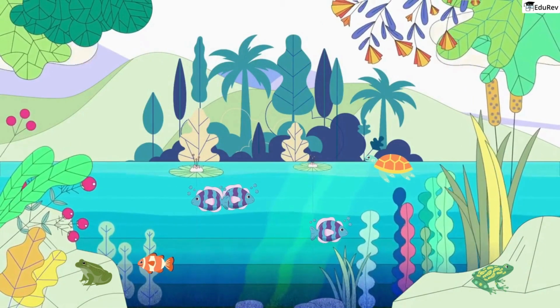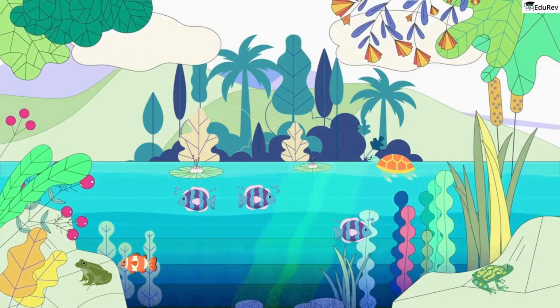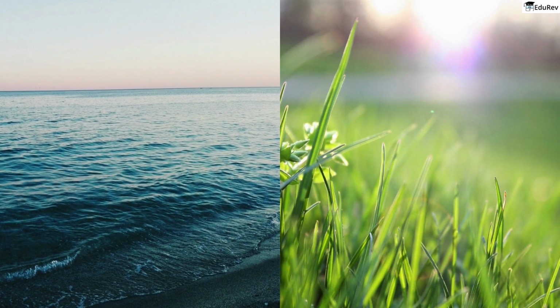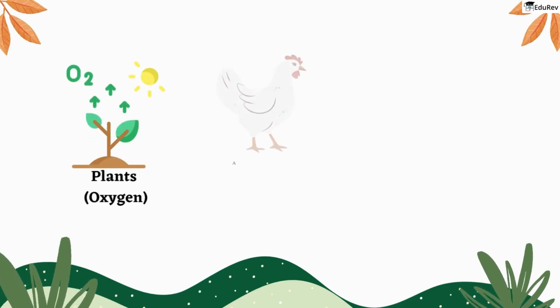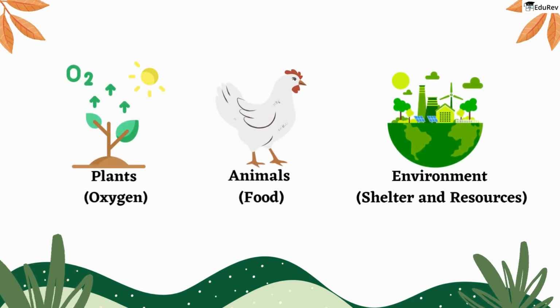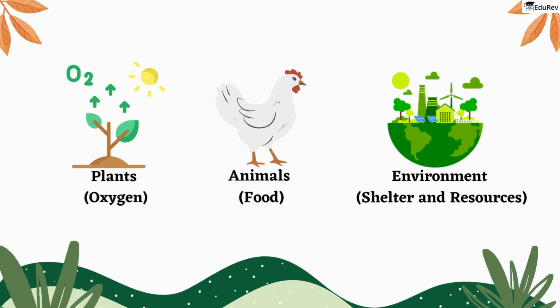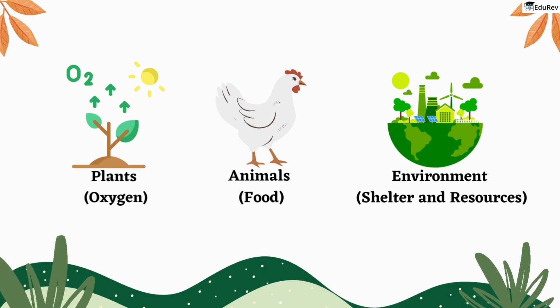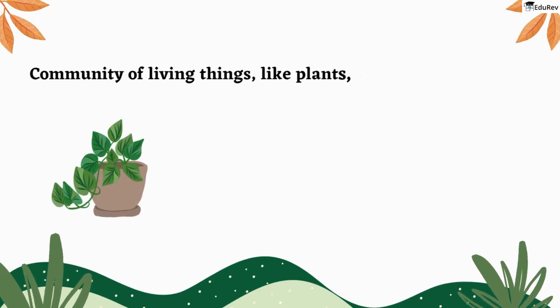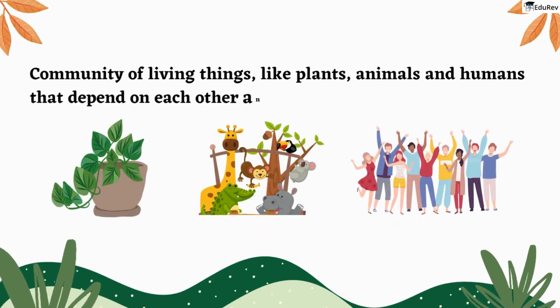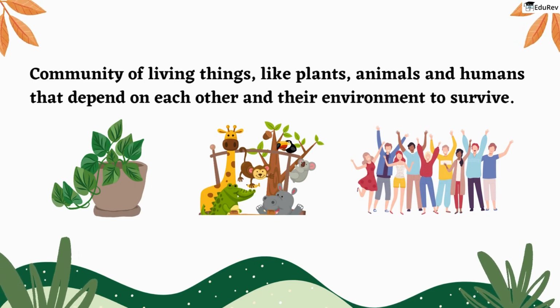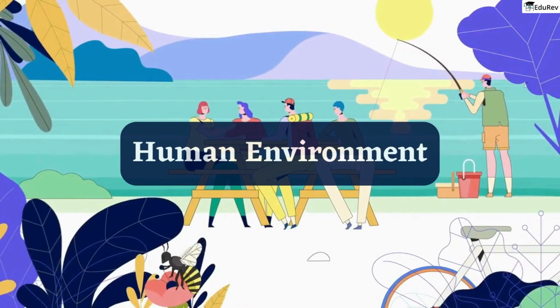But ecosystems aren't just in forests and ponds. They are everywhere. From the mighty oceans to the smallest patch of grass in your backyard, they all are examples of ecosystems. And even humans are a part of ecosystems. We rely on plants for oxygen, animals for food, and the environment for shelter and resources. We're all connected, and that's what makes our world so special. So, in short, an ecosystem is a community of living things, like plants, animals, and humans, that depend on each other and their environment to survive. Next, we will learn about the human environment.